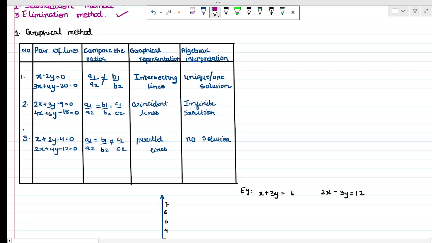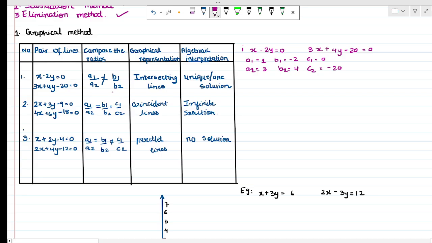Now what does this mean? For example, I am taking these equations: x minus 2y equals 0 and 3x plus 4y minus 20 equals 0. As I taught earlier, what is our a1 for this case? 1. What will become our b1? Minus 2. And what will be our c1? It will be 0. In the same way for the second equation, a2 is equal to 3, b2 is equal to 4, and c2 becomes my minus 20.